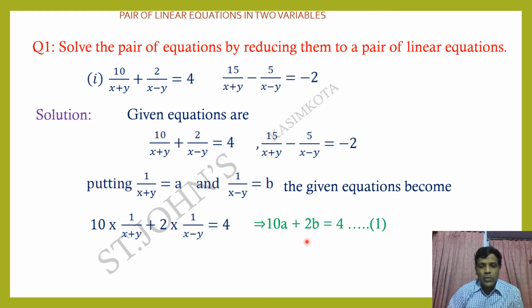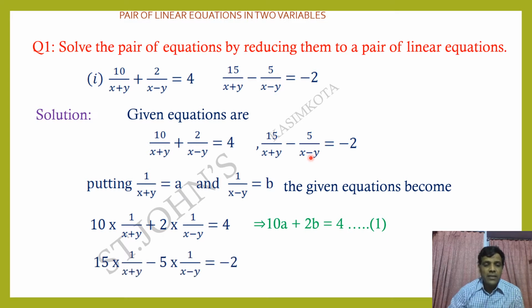Now we are going to the second equation. What is the second equation here? 15 by x plus y minus 5 by x minus y equals minus 2. Here 15 by x plus y is written as 15 into 1 by x plus y, and 5 by x minus y is written as 5 into 1 by x minus y equals minus 2.